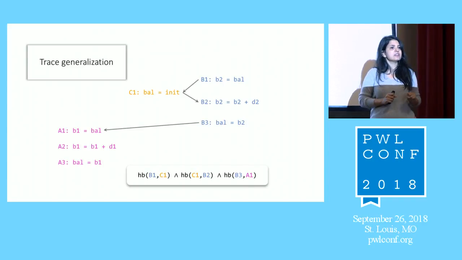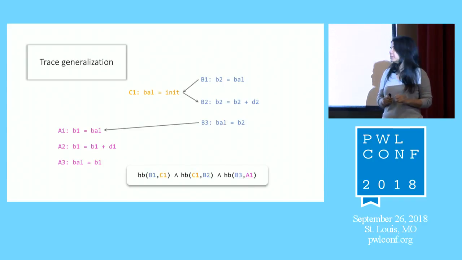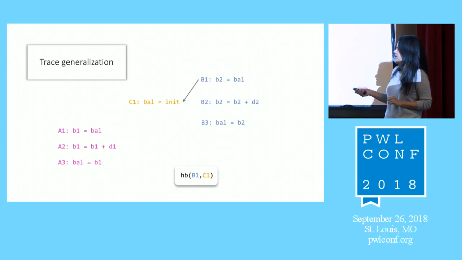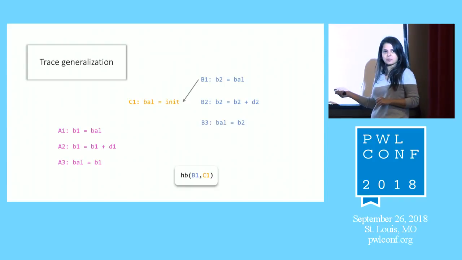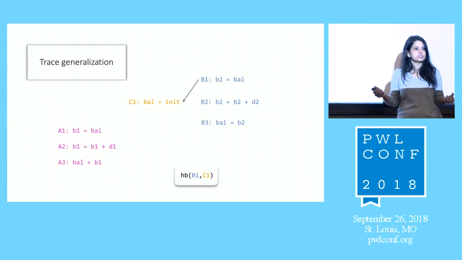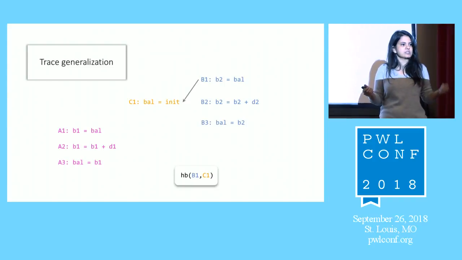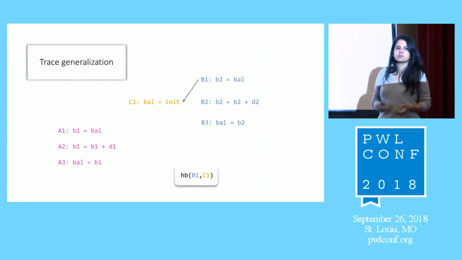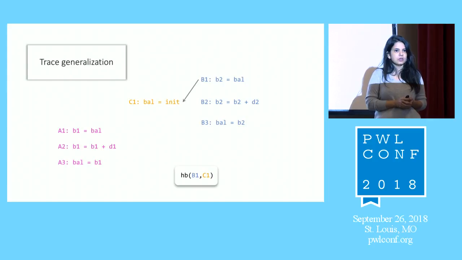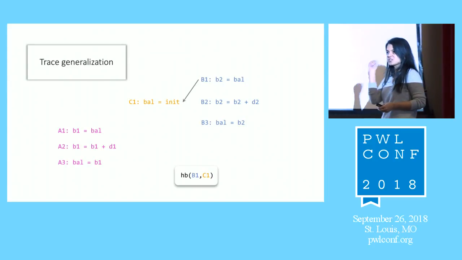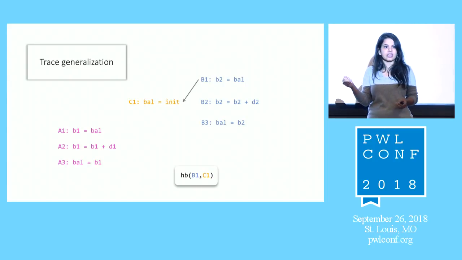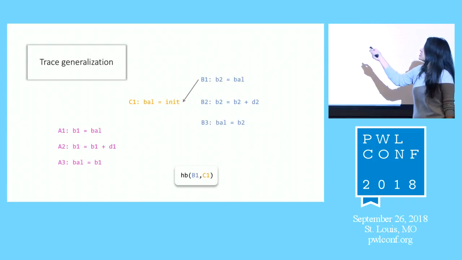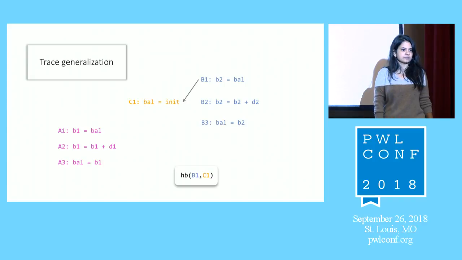Now, what our trace generalization technique has the capability to do is take this trace and generalize it to a very succinct happens before formula, which captures the essence of why this counterexample was incorrect, which is simply that this event B1 happened before the initialization event. Now, notice that this doesn't correspond to a single counterexample anymore. It corresponds to a whole bunch of counterexamples or interleavings which satisfy this ordering constraint.